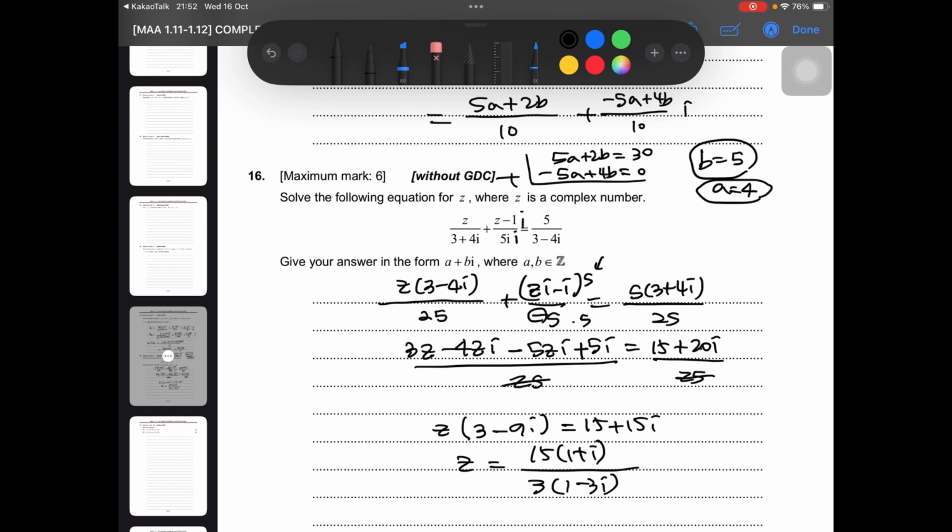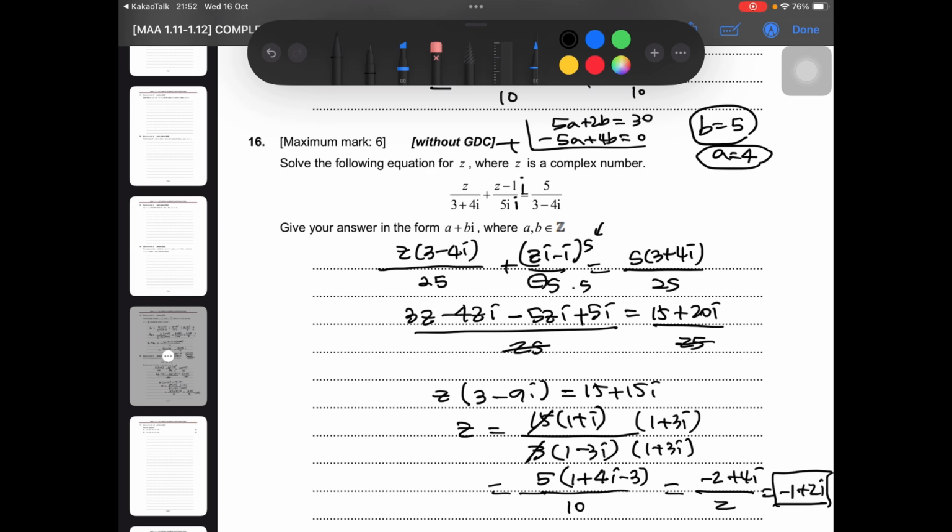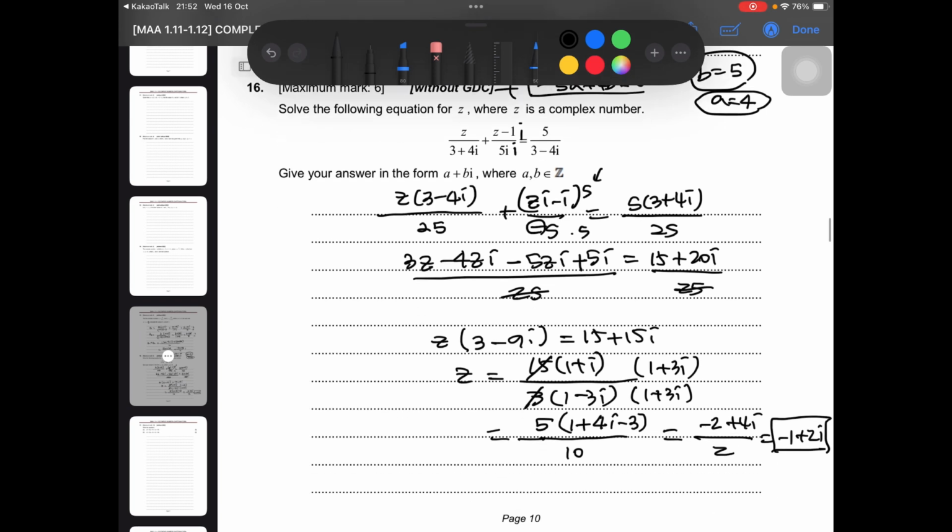I prefer to factorize with these common factors because it makes the calculation easier. So now I can multiply the conjugate of the denominator on both sides. So this is 5. And the denominator is 1 plus 9, which is 10. And 1 plus 3i plus i plus 4i plus 3i squared, which is negative 3. So negative 2 plus 4i, so negative 1 plus 2i. So this is the value of z.